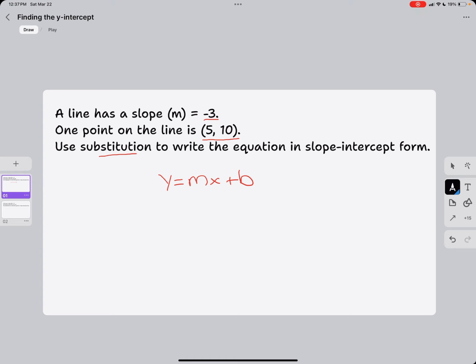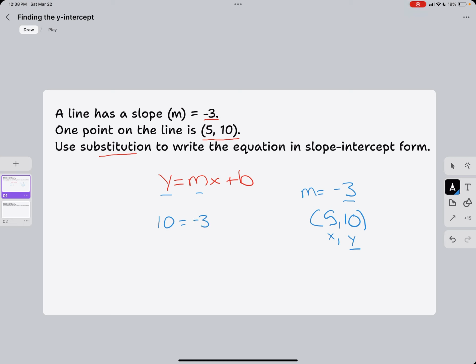So we have a slope. Now the symbol for slope is m. So m is -3. That means our slope is -3. And we're also given a point on the line, which is (5, 10). The first coordinate is always our x-coordinate, and our second coordinate, the 10, is going to be our y-coordinate. Now we can start substituting. The y is going to represent the y-coordinate, which is 10. The m is going to represent -3.